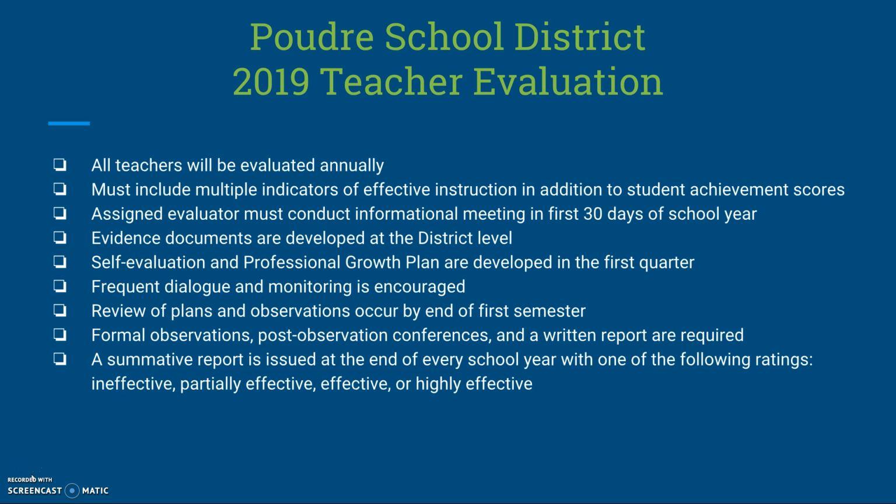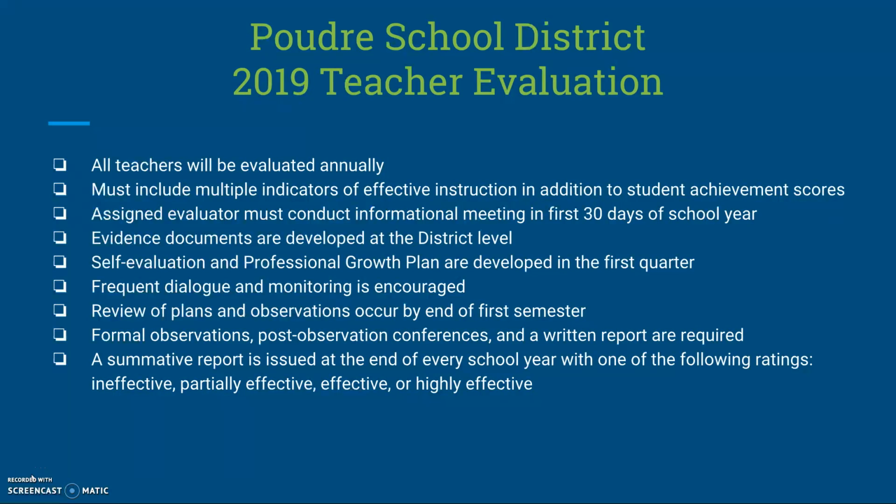So in my school district, the Poudre School District, the 2019 teacher evaluation process looks like this. First of all, teachers are evaluated annually, as are all district administrators and building administrators. There must be multiple indicators of effective instruction, and that does include student achievement scores, but not only student achievement scores. There is an assigned evaluator that is assigned prior to the school year beginning, and that person must conduct an informational meeting in the first 30 days of the school year with their assigned teachers.